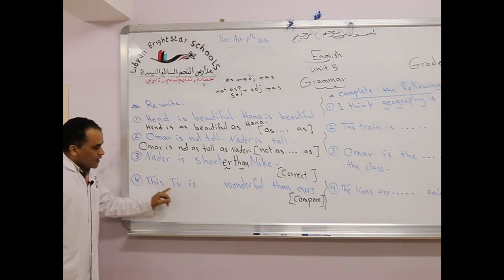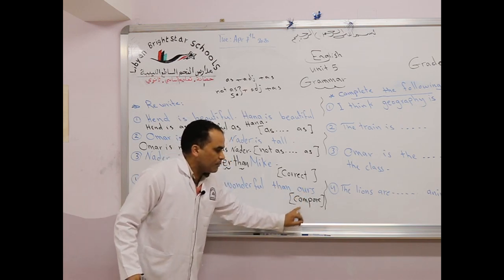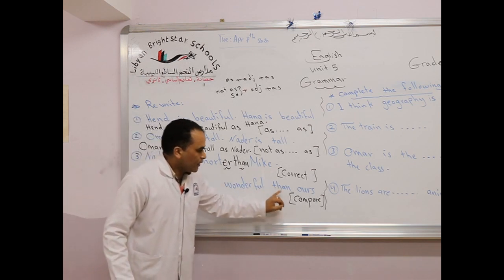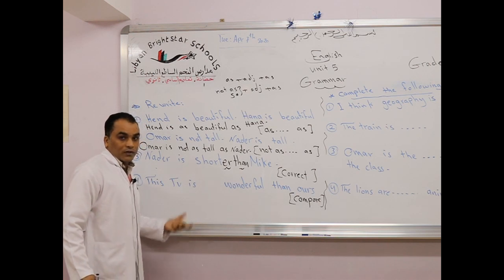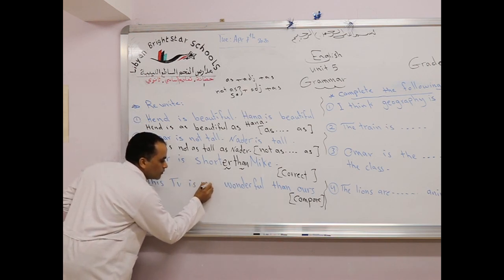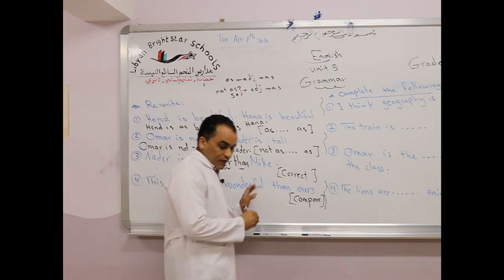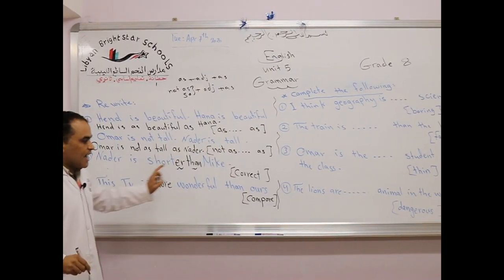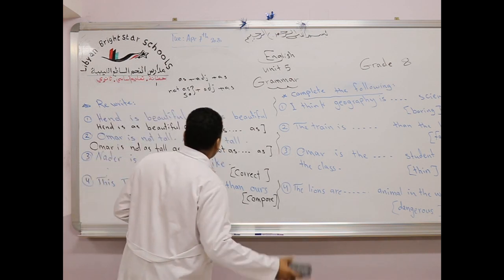Number four, this TV is wonderful than ours. Compare between the two TVs. This TV is more wonderful than ours. In this sentence, I made a comparison between this TV and our TV. Okay?